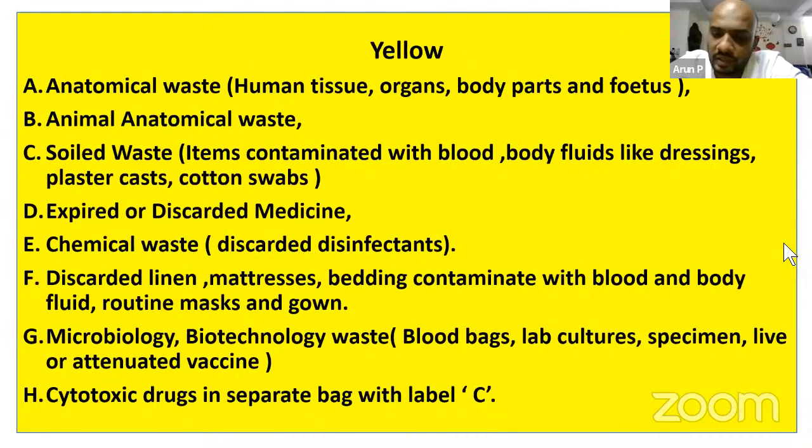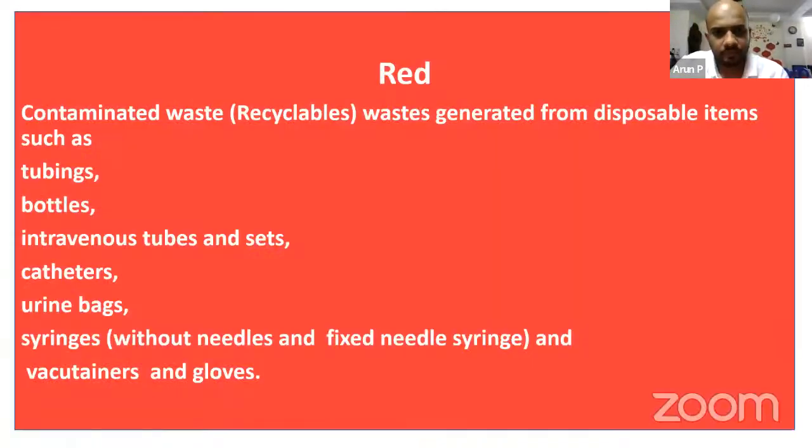Okay. Then you have microbiology and biotechnological waste, lab cultures, culture specimens, vaccine waste, all go into the yellow bag. Very important, blood bag. Blood bag is red in color because it has blood in it. You see it is red in color. Don't think it will go into the red bag. Blood bag will go into the yellow bag. Then cytotoxic drugs. Your cancer drugs or chemotherapeutic agents will also go into the yellow bag with a separate label on it called C. Okay. So these are all things which go into the yellow category.